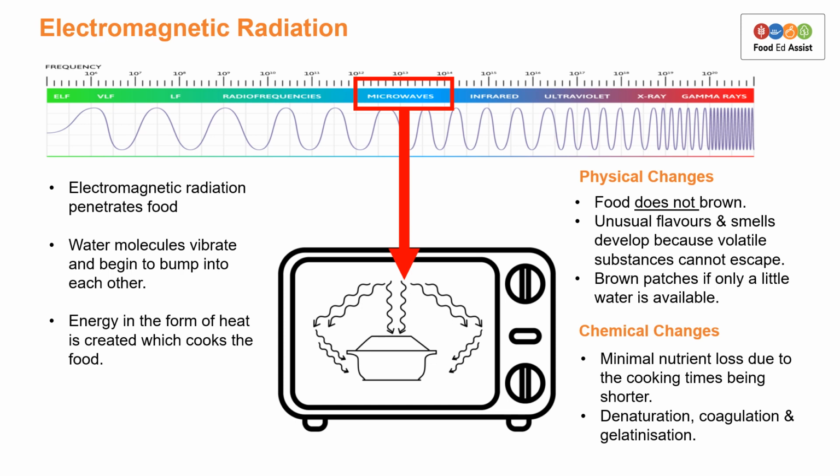The chemical changes that occur in microwave cooking is it tends to have a minimal amount of nutrient loss, and they think that's because of the cooking time. So the less cooking time that's needed, the less nutrients are lost. Denaturation, coagulation and gelatinization all occur during microwave cooking, but browning methods don't. So food doesn't experience caramelization, the Maillard reaction or dextrinization.